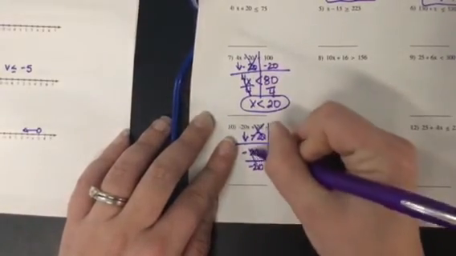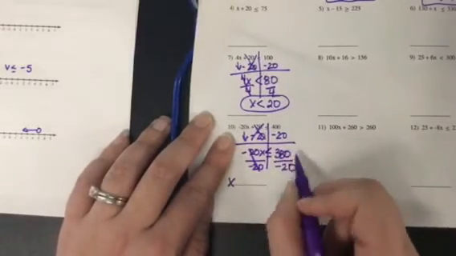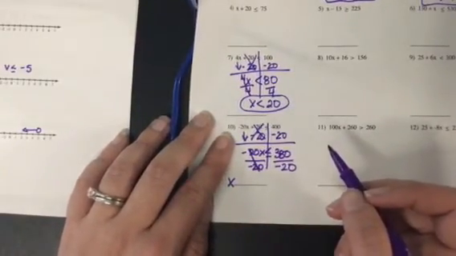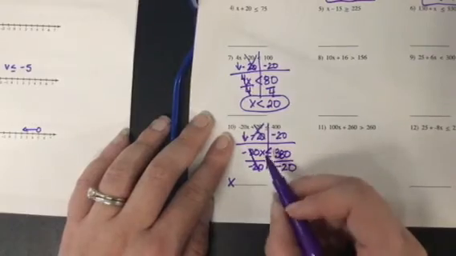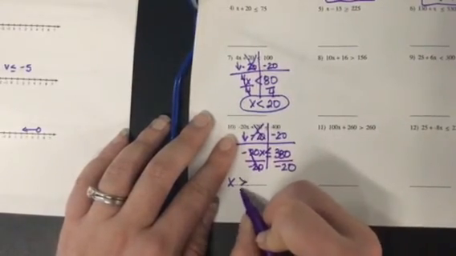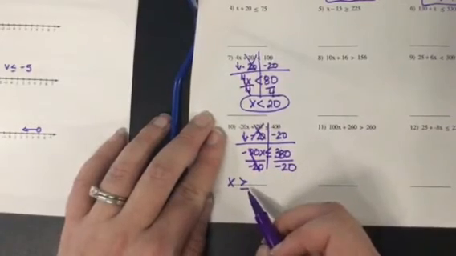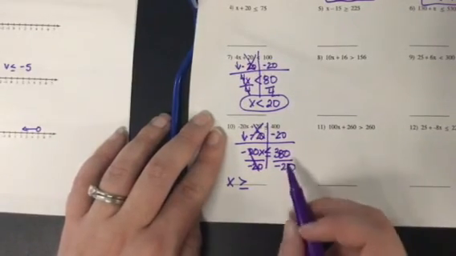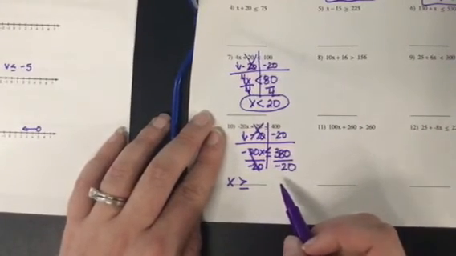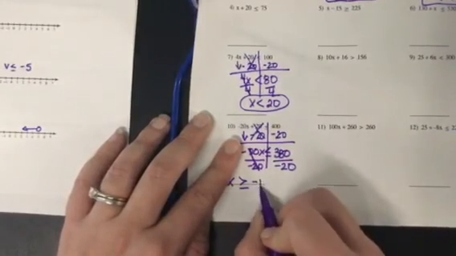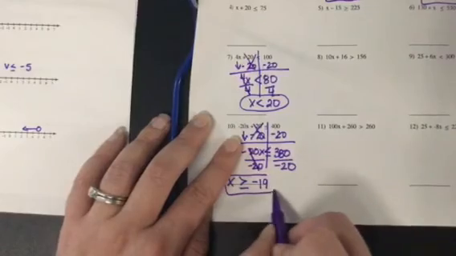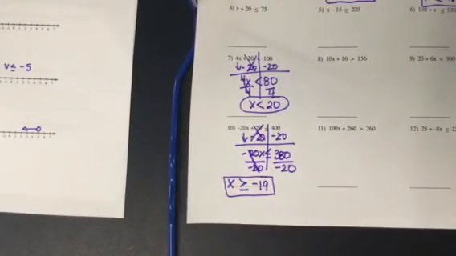Okay, so these cancel. I'm left with x. Does this follow the flip-flop rule? Yes. I'm dividing by a negative 20. So my less than or equal to becomes a greater than or equal to. Make sure you still include that equal to part. 380 divided by negative 20. Anybody know? Negative 19. Yeah. Okay. So we only follow the flip-flop rule when we are multiplying or dividing by a negative number. Questions?